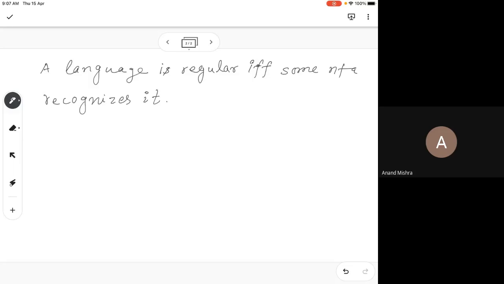The backward side is: if some NFA recognizes a language, then it is regular. If some NFA recognizes a language, that means you can always have a DFA recognizing that language, right? Because of the NFA-DFA equivalence. So therefore, a DFA recognizes that language, which means it is regular. So very simple.